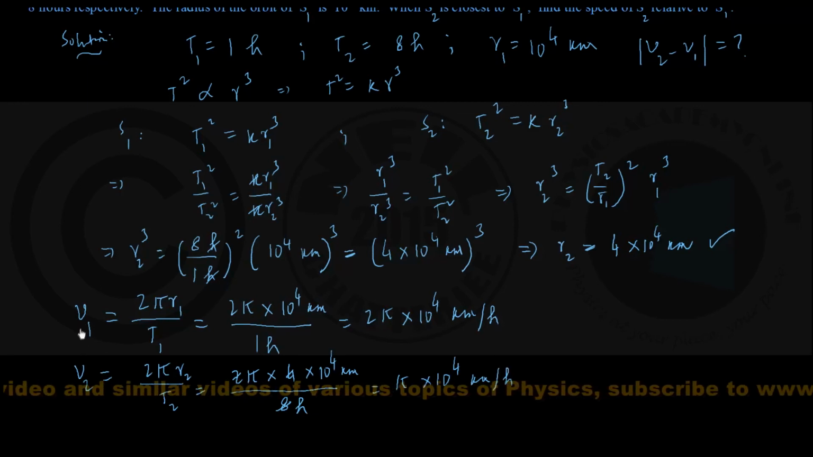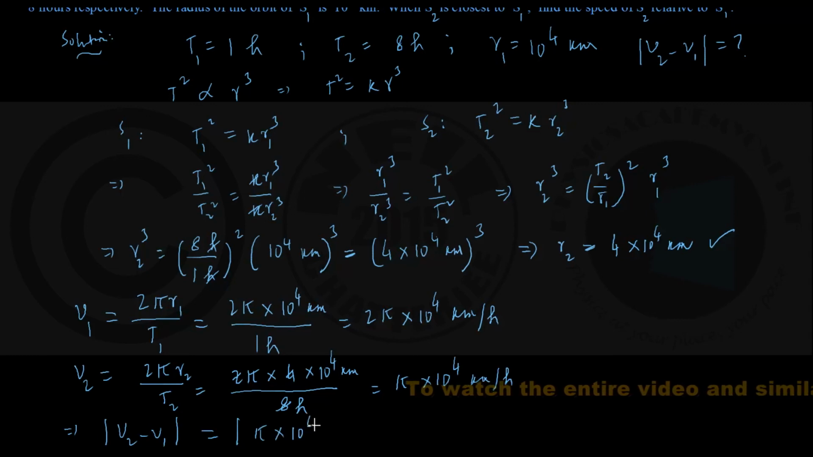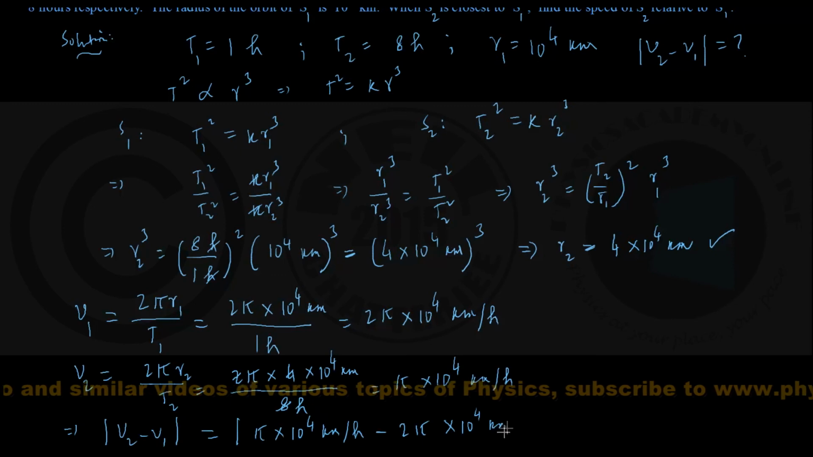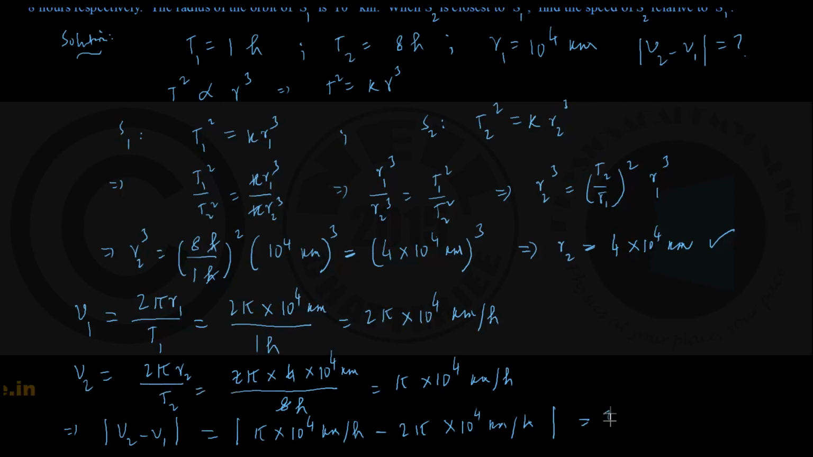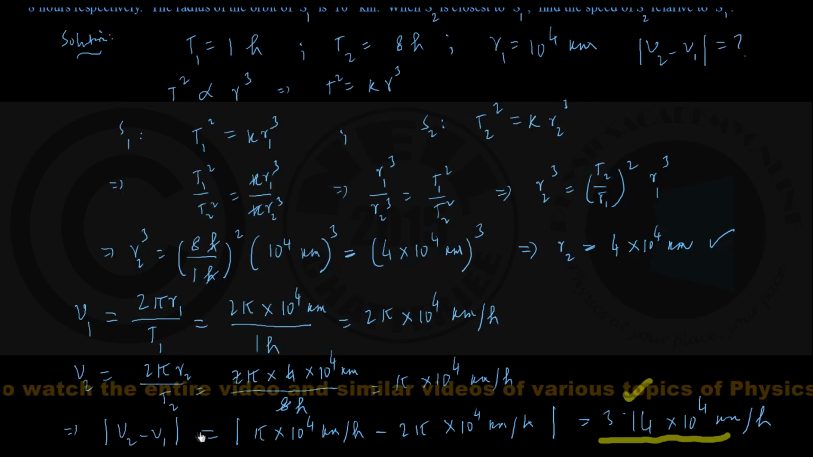Once we find the orbital speeds of these two satellites, when they come closest, moving in the same sense, the relative speed of satellite S2 with respect to S1 is given by the absolute value of the difference, V2 minus V1. This is the modulus of pi into 10 to the power 4 kilometer per hour minus 2 pi into 10 to the power 4 kilometer per hour. You can see the result is a negative quantity, but since we are taking the absolute value to get relative speed, we should report the positive value. That is pi, pi means 3.14, into 10 to the power 4 kilometer per hour. And this is the answer of this question. You conclude that the relative speed of satellite S2 with respect to S1 when they come closest is 3.14 into 10 to the power 4 kilometer per hour.